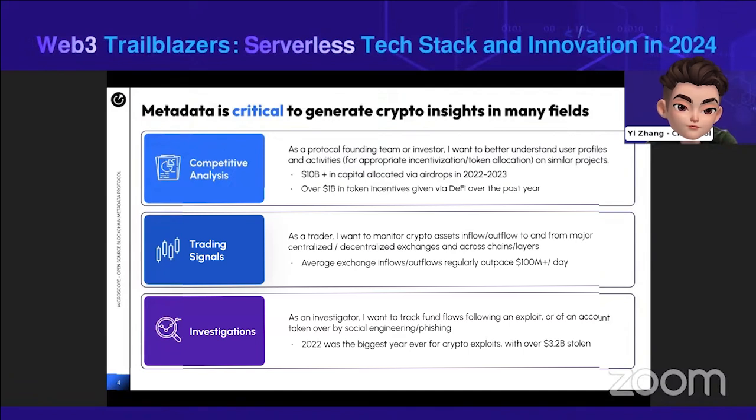The first one is competitive analysis. For example, you are the founder of a protocol. I think it's very important to design an effective token incentive plan. The first step you have to do is investigate or study similar protocols. What does the power user look like? You have to understand their persona. The persona can be extracted from their transactions, interactions, and their metadata.